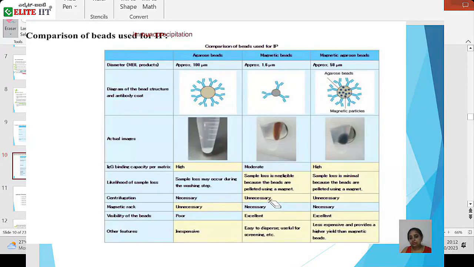Magnetic bead is not so much. It's good. Sample loss is negligible. So if you combine agarose plus magnetic beads, it will be much better. Everything is there. You can do it.